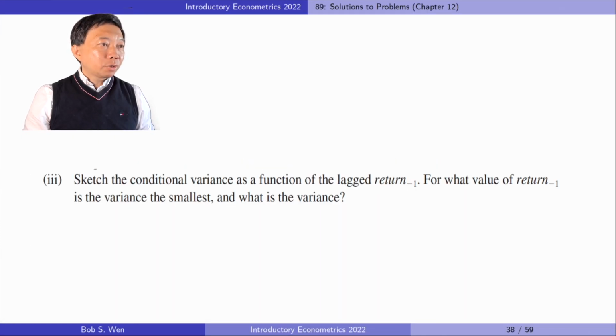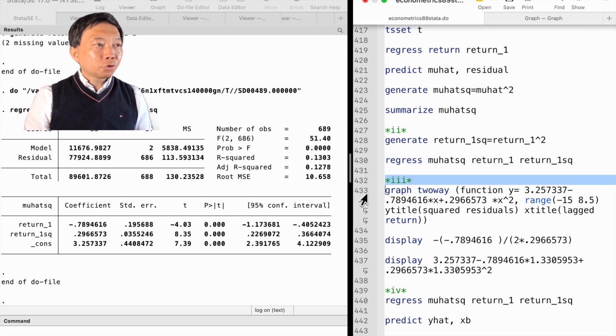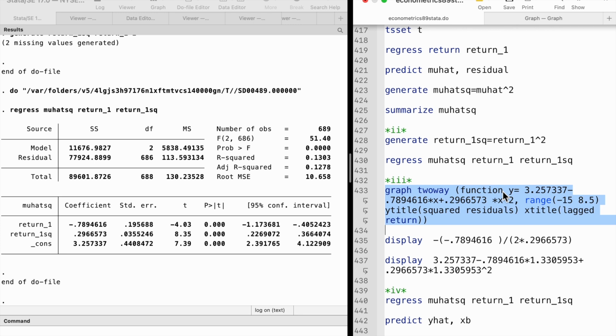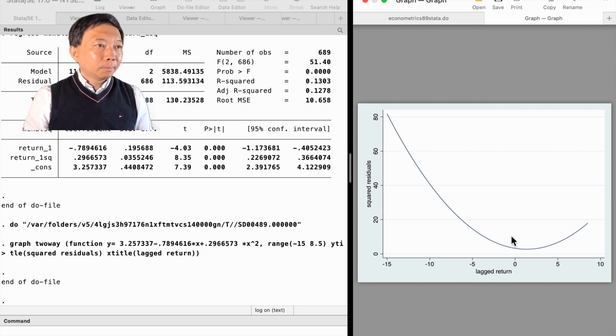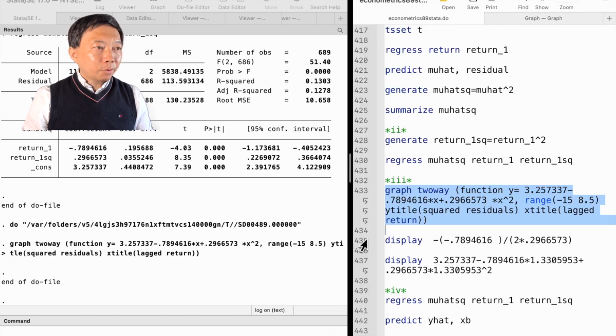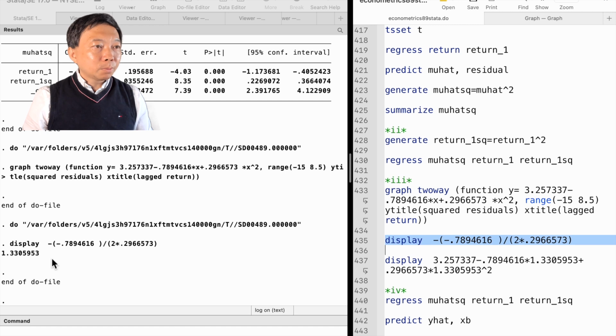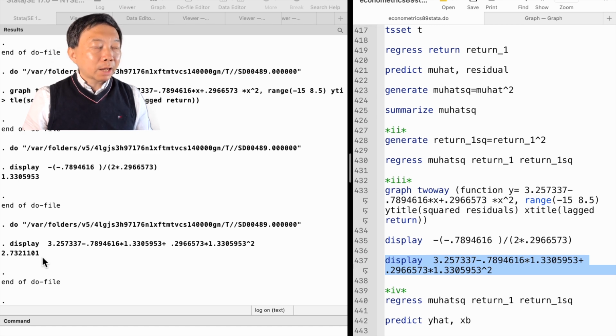Part 3. Sketch the conditional variance as a function of the lagged return. For what value of the lagged return is the variance the smallest, and what is the variance? We can use the graph twoway function command to draw the curve. It is U-shaped. The squared residuals are estimates of the variance of return. The variance is the smallest when lagged return equals 1.33. The smallest variance is 2.73.